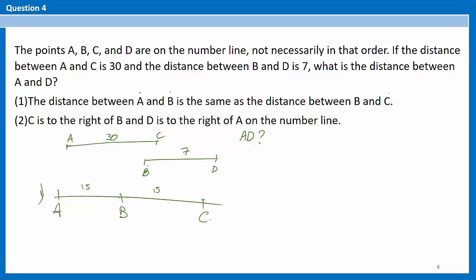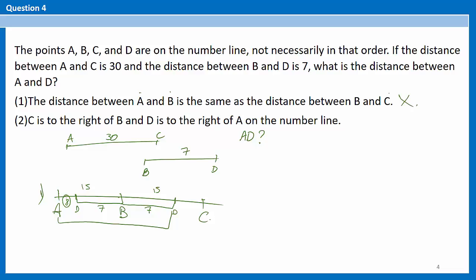And the distance between B and D is 7, but I don't know if D is over here or over here. It could be 7 like this or 7 like this. And so the question, what is the distance between A and D? It could be 8 or it could be more. So statement 1 is not sufficient.